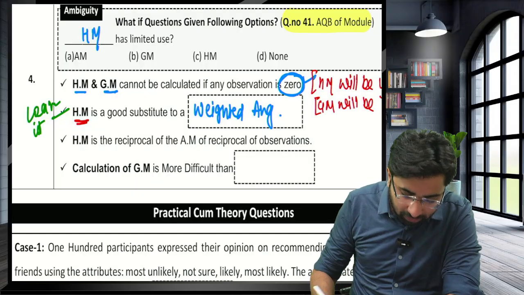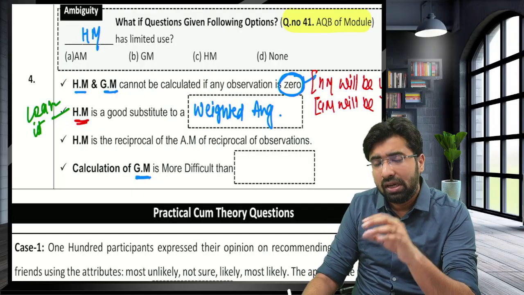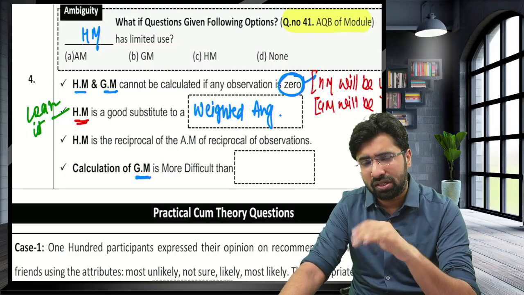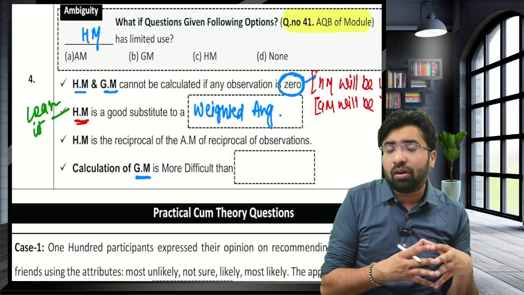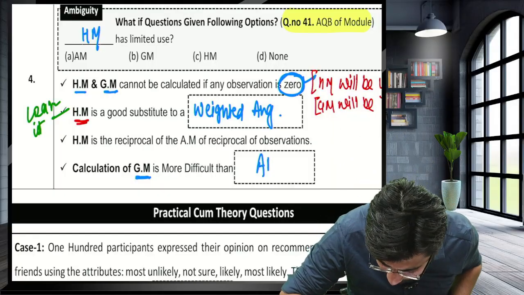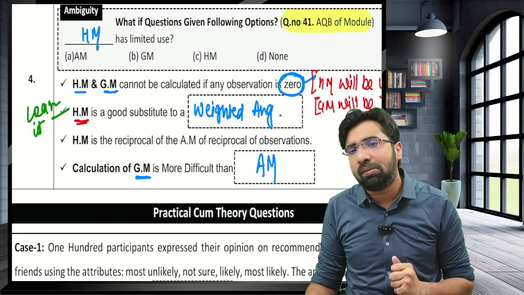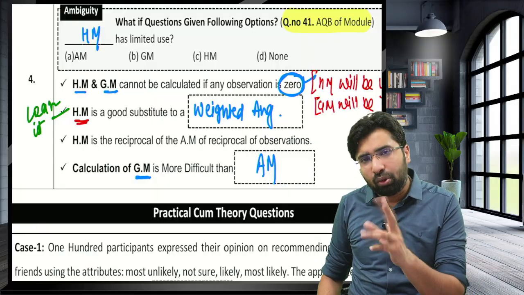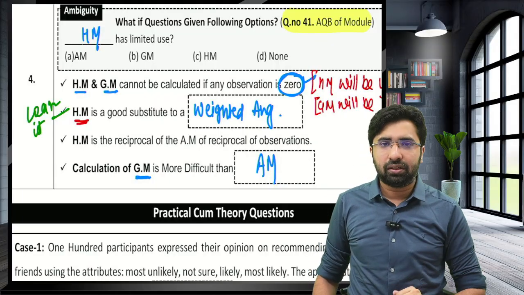And calculation of GM is more difficult. Now you will get confused: sir, GM calculation is difficult as compared to AM or as compared to HM. Keep in mind that we are comparing whether the calculation of GM is difficult as compared to AM or HM. As compared to AM it is difficult; as compared to HM we cannot comment, because calculation of GM requires power calculation, and HM requires reciprocal calculation. So they both will take time. But as compared to AM, we can say the calculation of GM is difficult. Are you getting the point, guys?